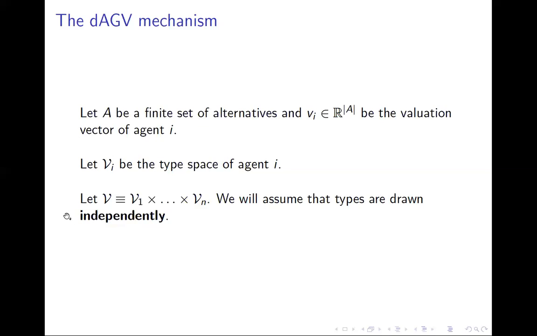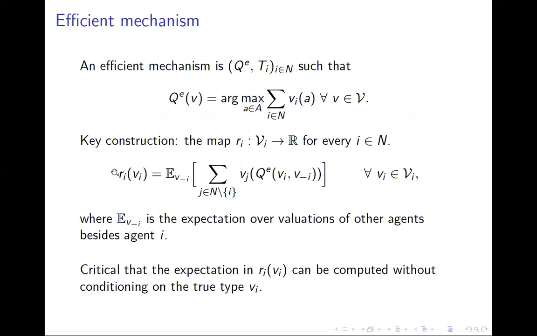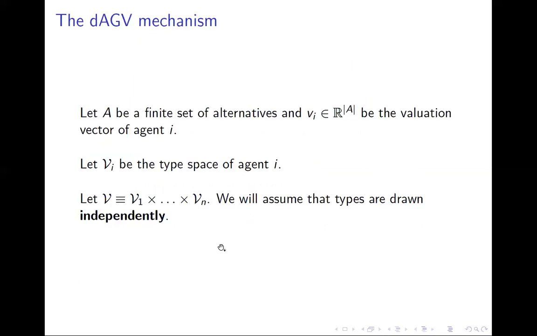We are not going to assume anything about the richness of this type space. It may be a discrete, finite type space, or it may be a continuum type space. It will not matter, at least for our result. All we will assume is that types are drawn independently. This will be a crucial assumption: each agent draws their type independently. It need not be identical, but each agent should draw their type independently. This assumption will ensure that the mechanism is Bayesian incentive compatible. With correlated types, incentive compatibility will become an issue.